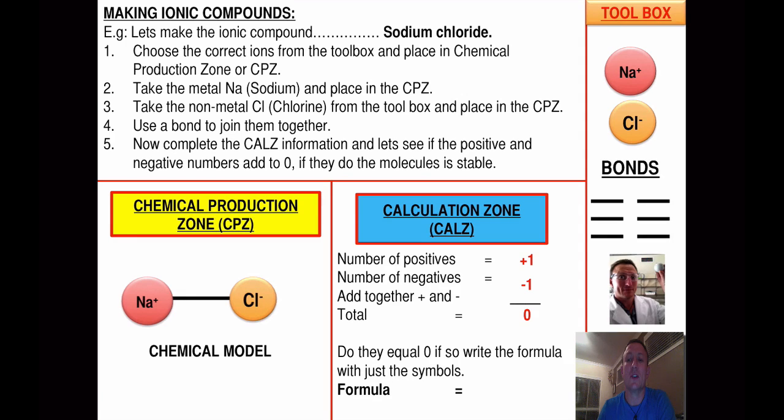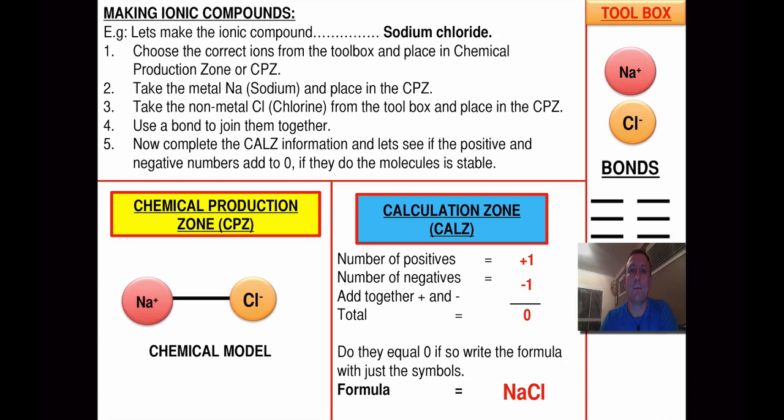So to determine the formula, all we have to do is to write down the symbols we've got. We've got 1 sodium and we've got 1 chlorine. So the symbol or the formula is NaCl.